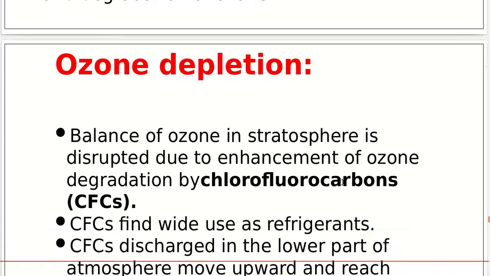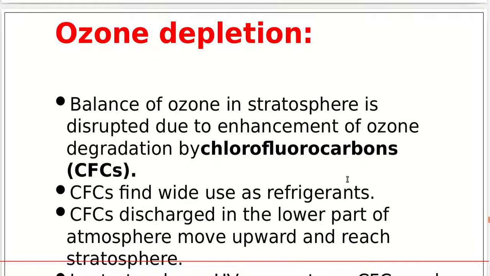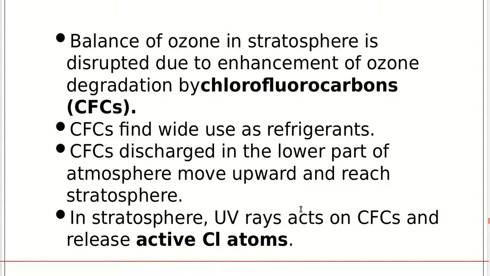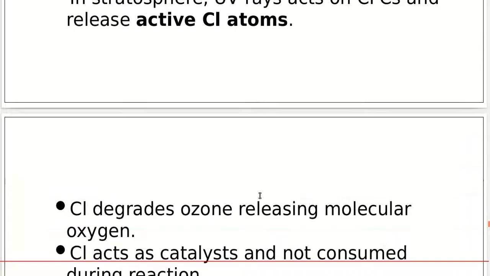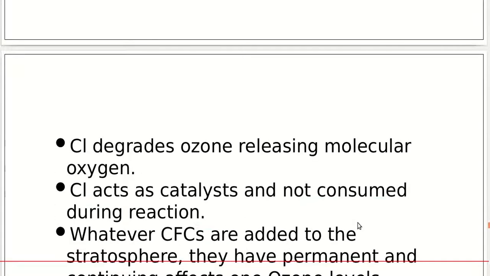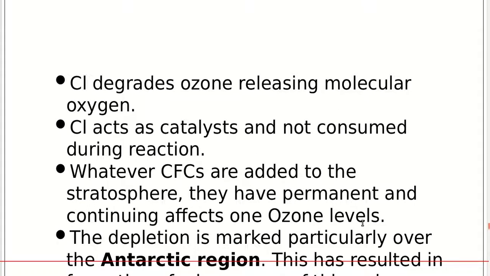So the balance of ozone in the stratosphere is disrupted due to the enhancement of ozone degradation by chlorofluorocarbons, CFCs as we call them. CFCs are widely used in refrigerants. CFCs are discharged in the lower part of the atmosphere, move upwards and reach the stratosphere. In the stratosphere, UV rays act on the chlorofluorocarbons and they release active chlorine atoms. The chlorine degrades ozone, releasing molecular oxygen. Chlorine acts as a catalyst and is not consumed during the reaction. Whatever CFCs are added to the stratosphere have permanent and continuing effects on the ozone level.